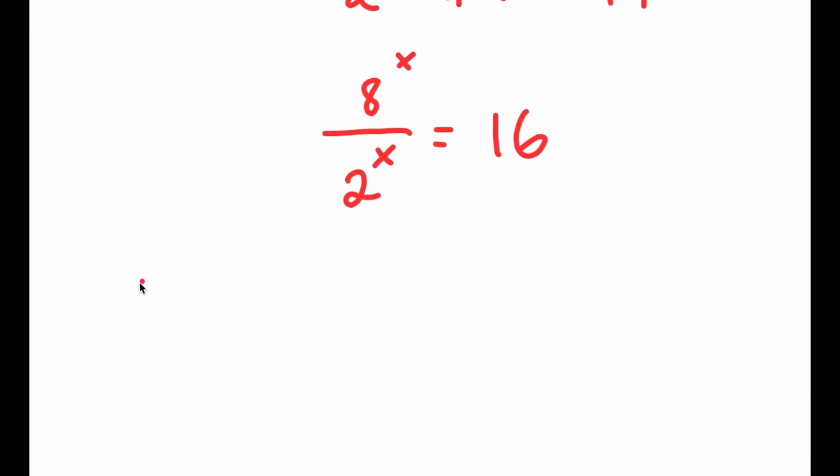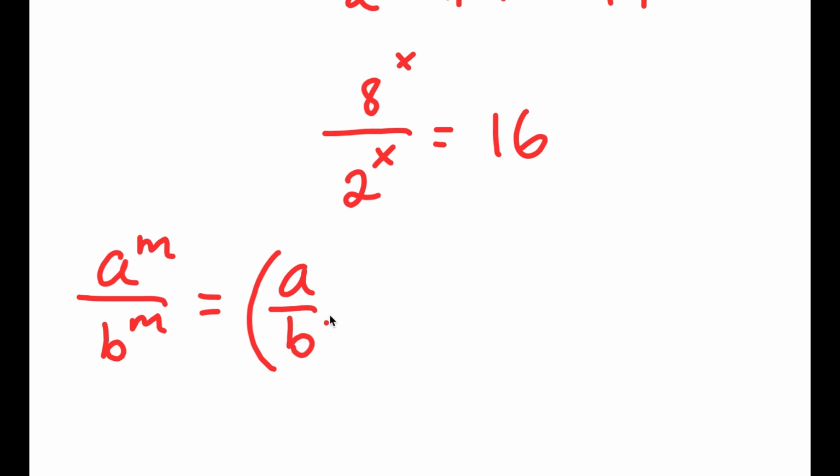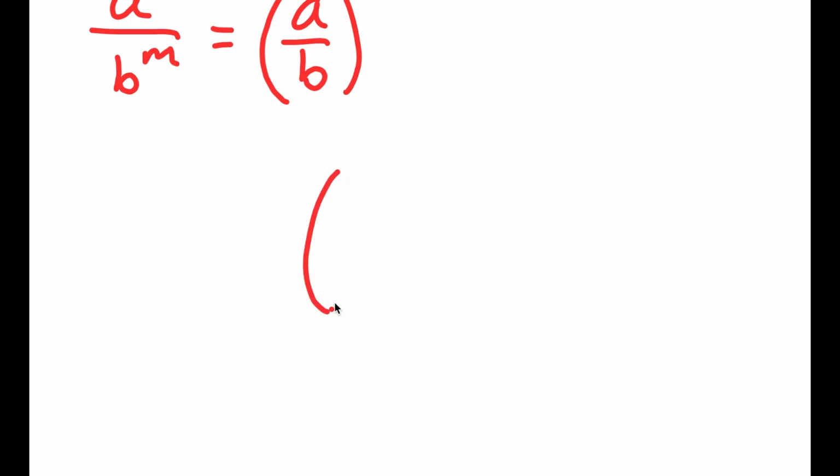Now, if I have something in the form a to the power of m over b to the power of n, this is the same thing as a over b to the power of m. So in this case, I have 8 to the power of x over 2 to the power of x, and notice how both the exponents are the same. So I can rewrite this as 8 over 2 to the power of x is equal to 16.